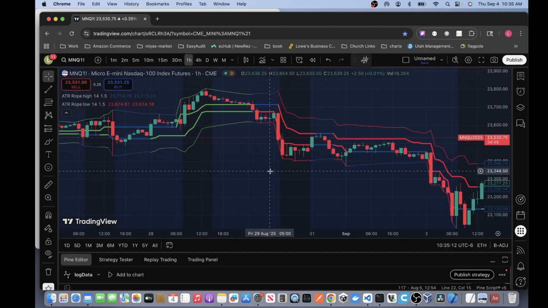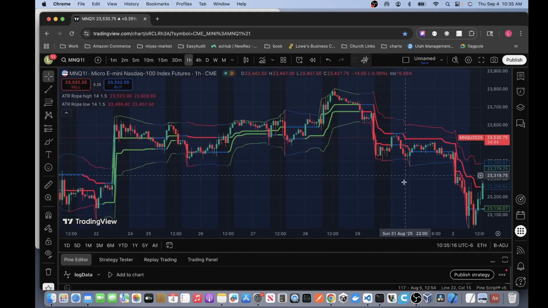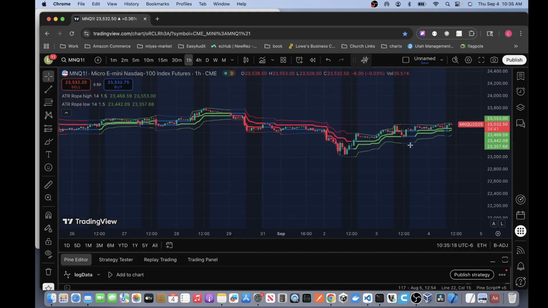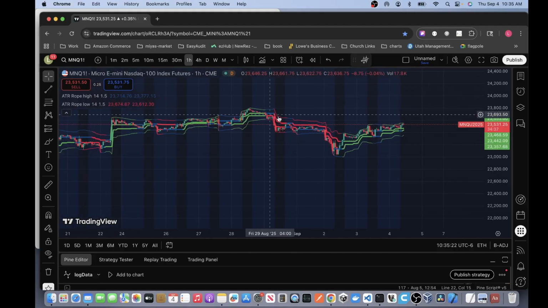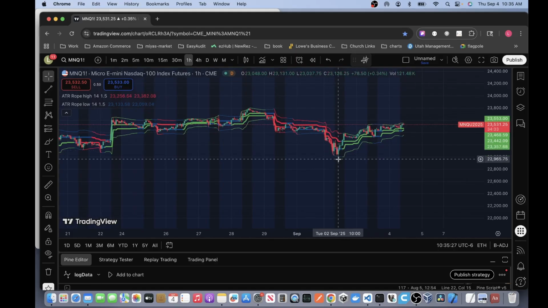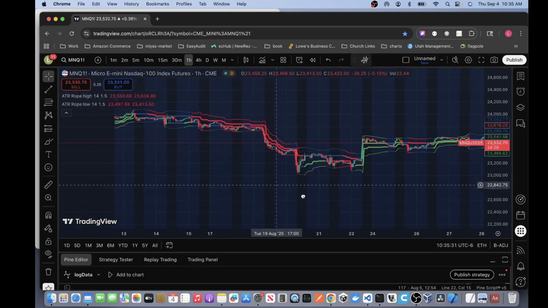Anyways, I'm getting off track a little bit. Let's talk about the indicator. Okay, this is where we're at right now. You'll notice that on the downward move, there's a lot of red. The ATR ropes turn red, and then on the upward move, they turn green. Okay, this is really, really helpful visually.